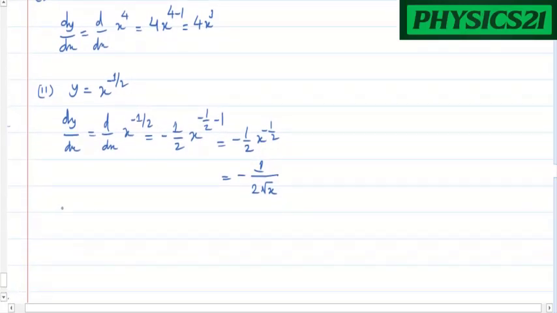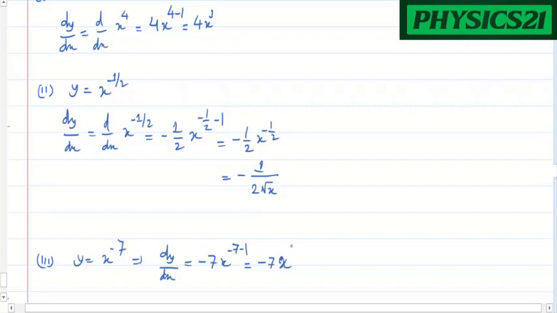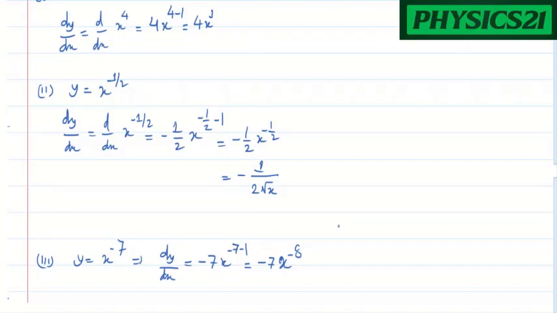Now another example. There is y is equal to x raised to minus 7. It is very simple. As we differentiate, the derivative written by d divided by dx is minus 7 x raised to minus 7 minus 1. As we simplify it, we get minus 7 x raised to minus 8. So these are the problems based on the second basic rule, which was explained in the previous video.